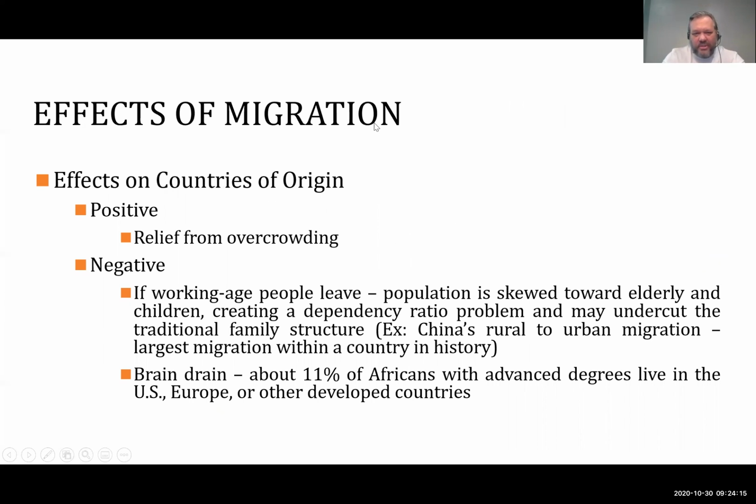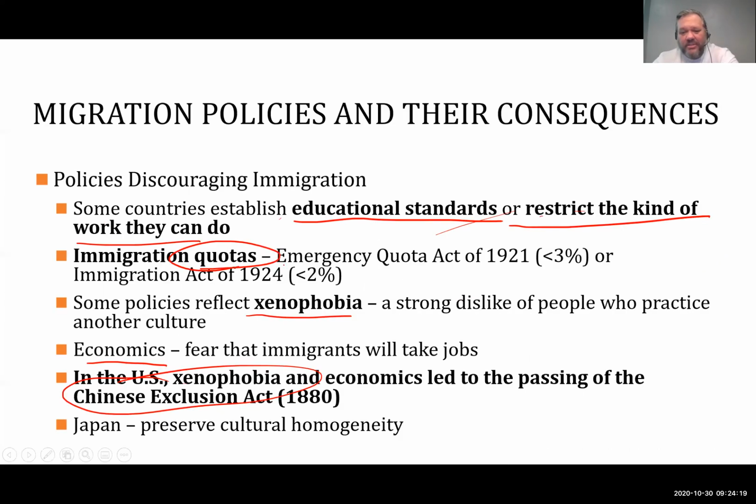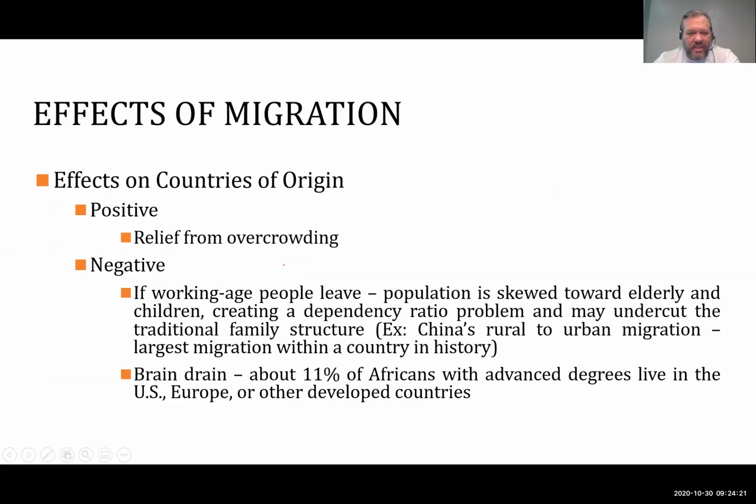Okay, so the effects on the countries of origin. This is the countries that they're coming from. One of the positive effects is that there is relief from overcrowding. If there's a country with a very, very high population, large net out migration could be helpful because of that. The negative thing here is that if the working age people leave, and again, it's mostly driven by economics, who's left to work?